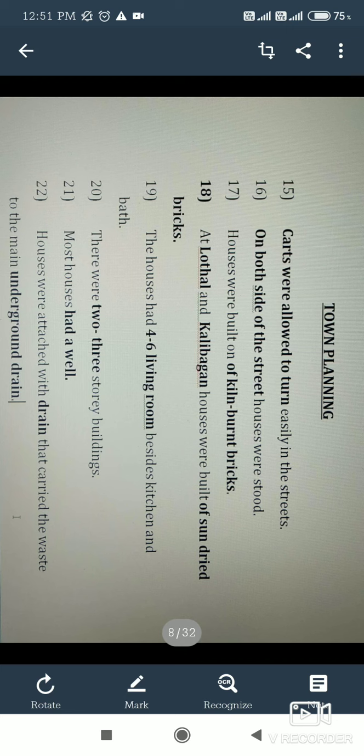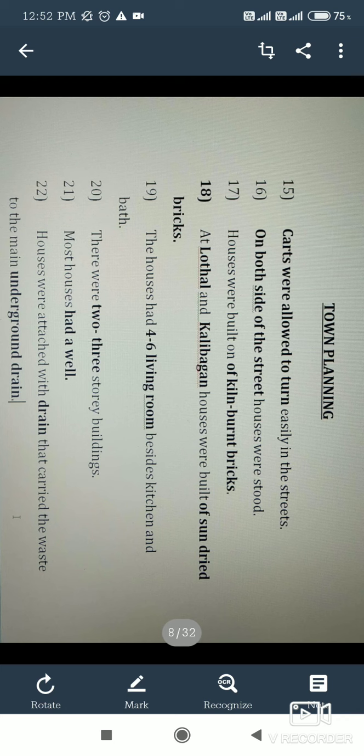Houses were built of kiln-burnt bricks, meaning the people were using burnt bricks, and these are very strong. So they are using these bricks to construct their houses. At Lothal and Kalibangan, houses were built of sun-dried bricks. In Lothal and Kalibangan, a lot of people were using sun-dried bricks.